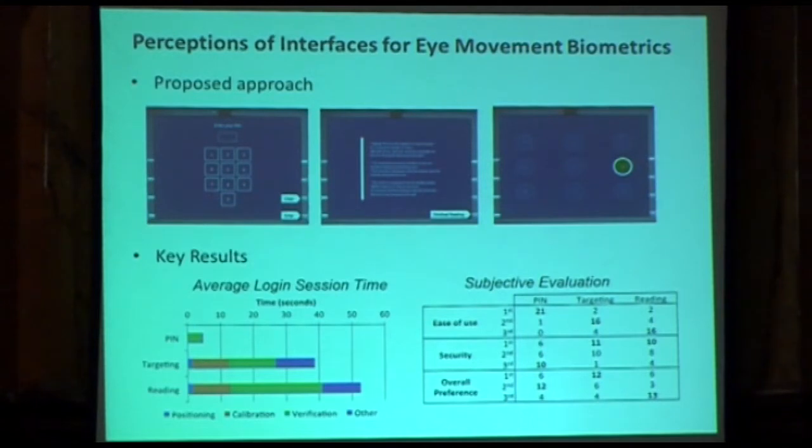In terms of the subjective evaluation, the highest number of users ranked the PIN number as easier to use. However, in terms of security, a slightly higher number of users ranked the eye movement-based biometric system as a little bit more secure, and a slightly higher number of users gave the preference to the eye movement-based biometric system.